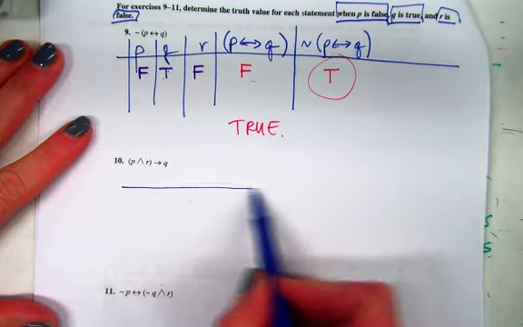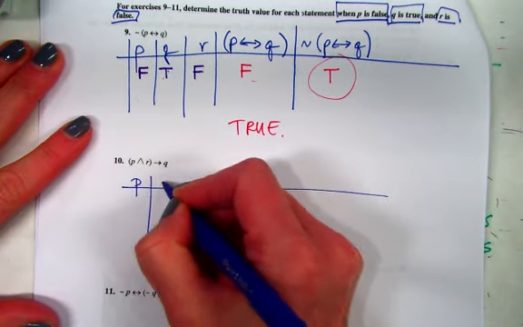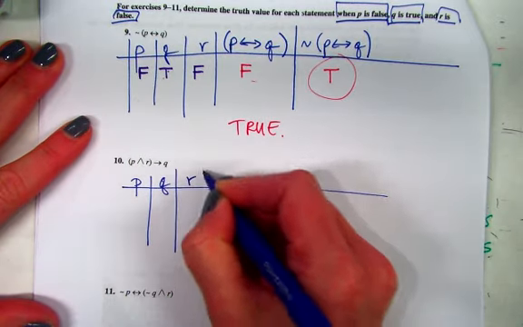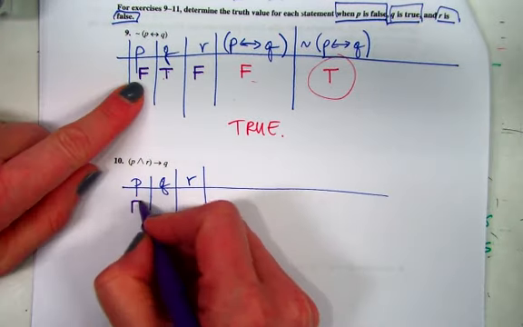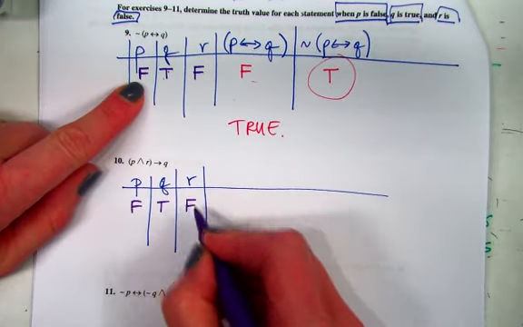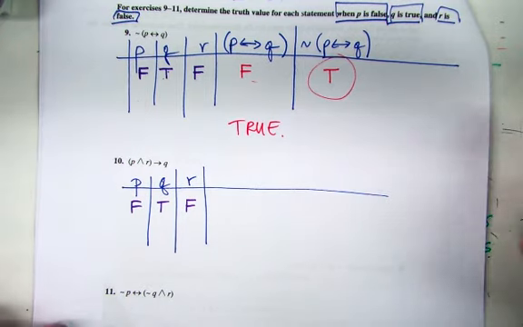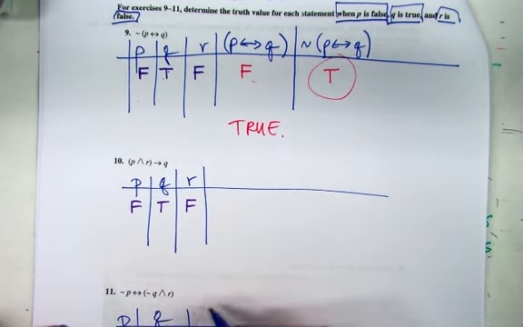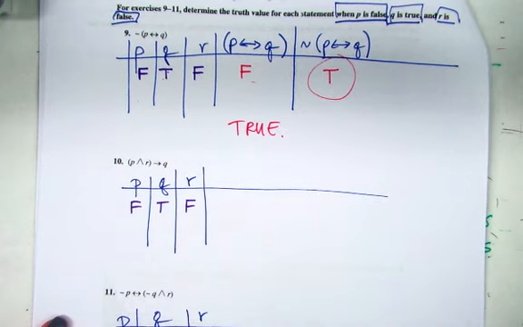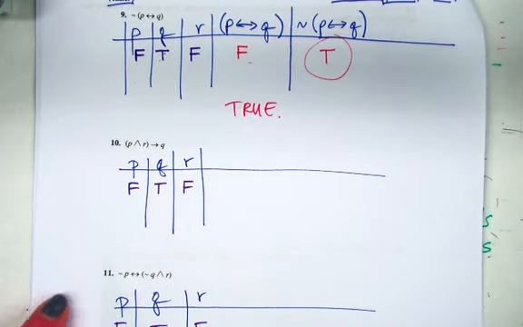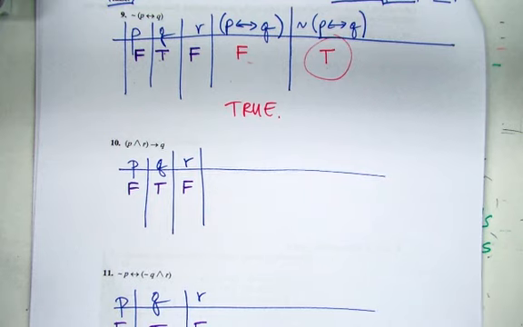Again, the setup is the same, where it's P, Q, and R, so that doesn't change. It's the same as it was in this problem: false, true, false. And the same thing happens for 11. You use the same values, false, true, false, and fill in the rest. So why don't you guys take a few minutes to try number 10 and 11.